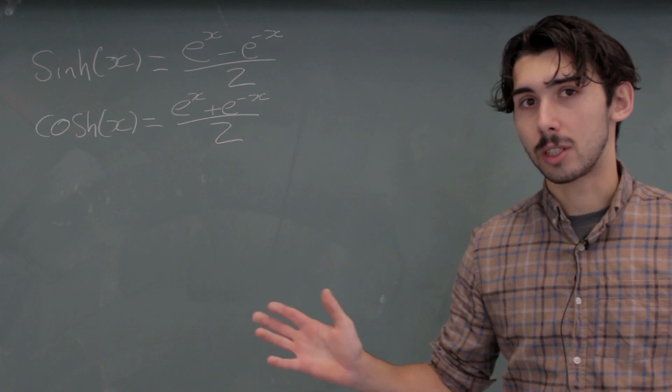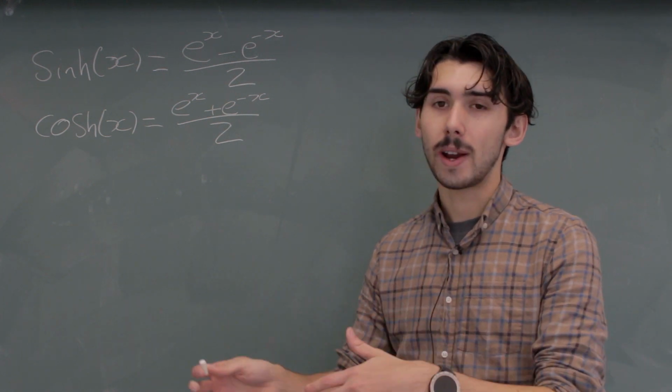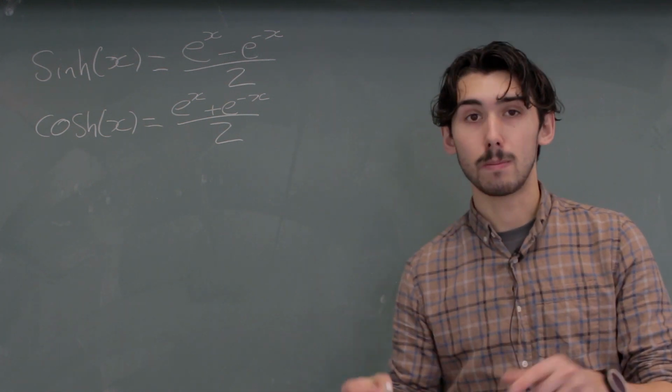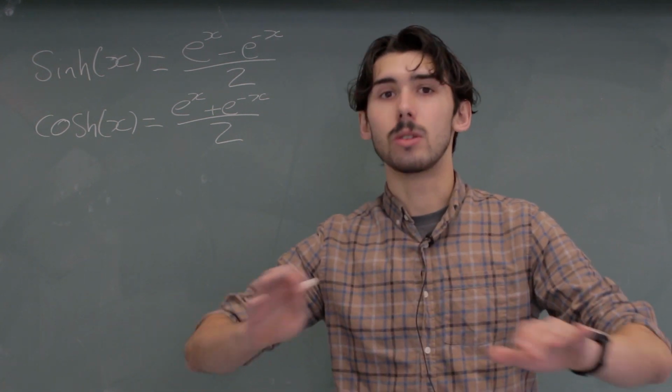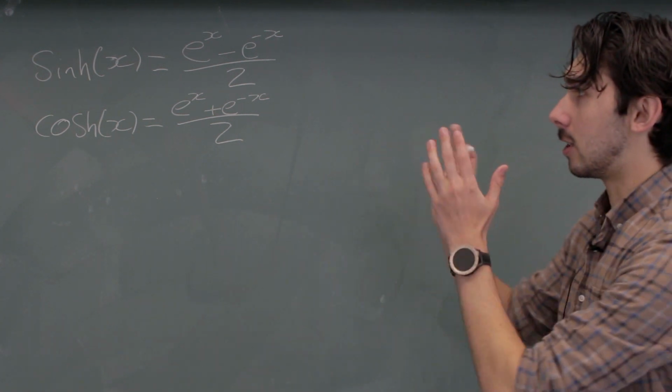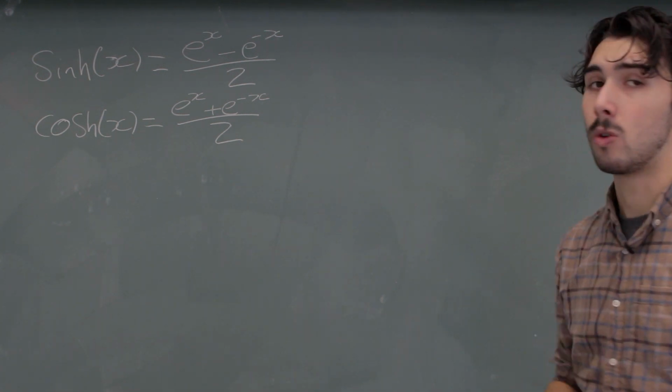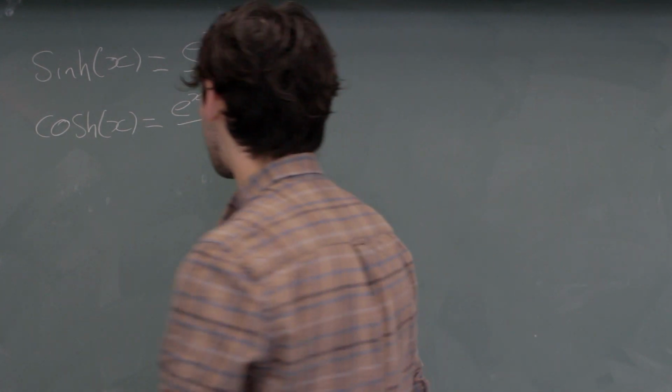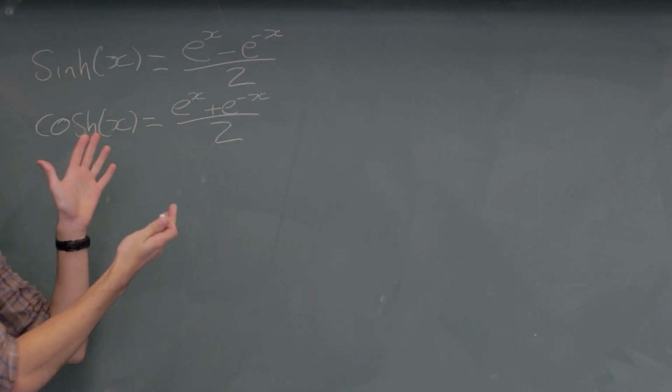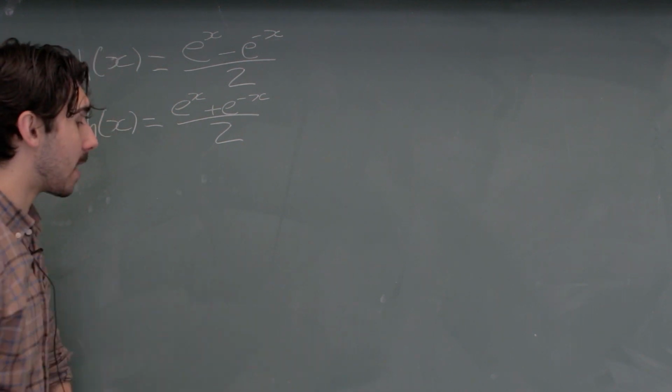It's even easier than trig functions, where it goes sine and then cos, and when you differentiate cos it goes minus sine. None of that happens, no negative signs ever. They just differentiate to each other. We can really easily show that just by taking their exponential definitions and differentiating them.